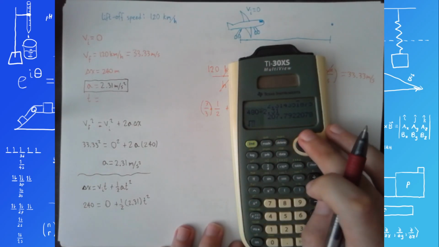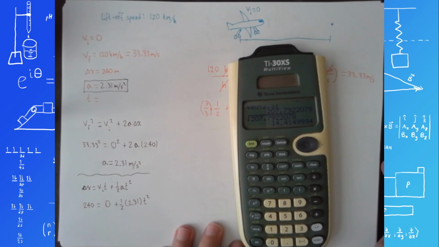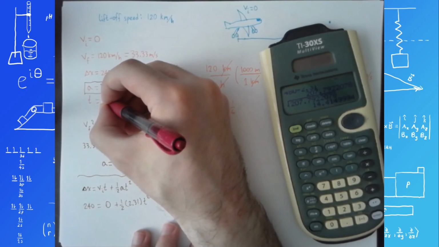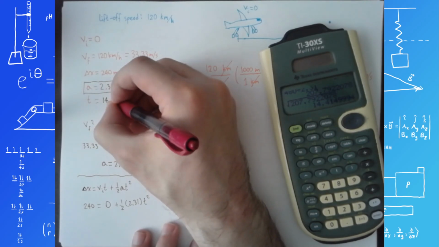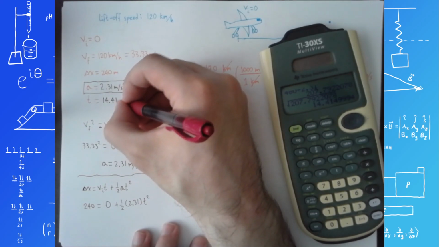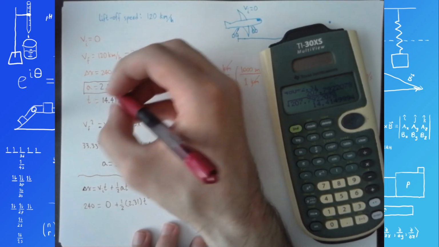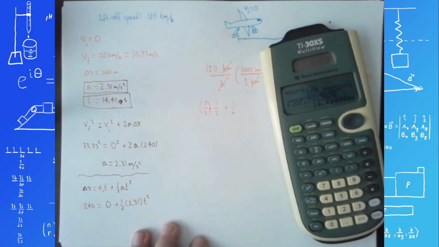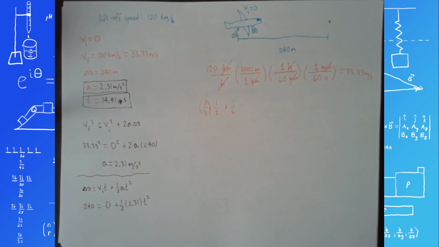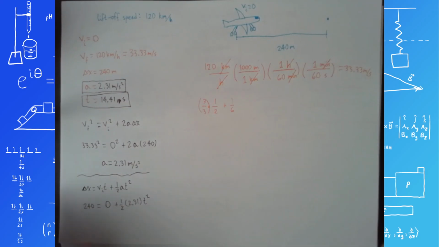If I take the square root, then I have plus or minus 14.41, it looks like. So t equals plus or minus 14.41. Minus 14.41 doesn't make any sense. Negative time doesn't really make sense here. Did I say meters? No, not meters, seconds. 14.41 seconds. And there we go. So the only real issue with that one was the conversion and also recognizing that the plane starts at rest.